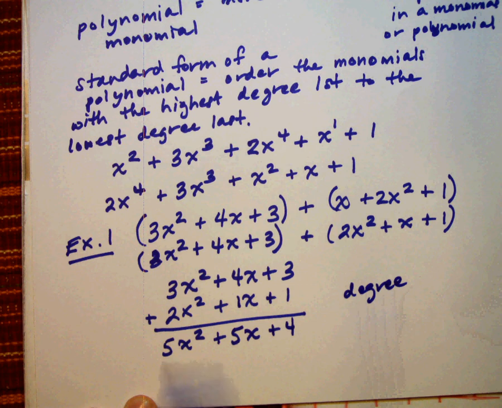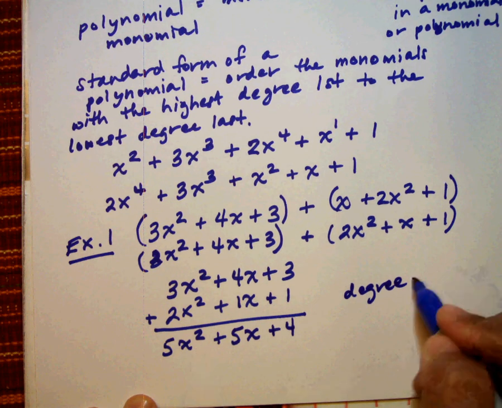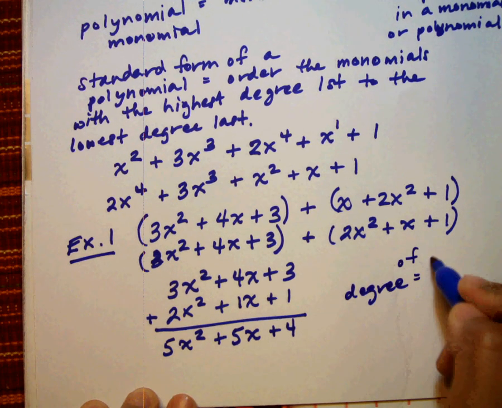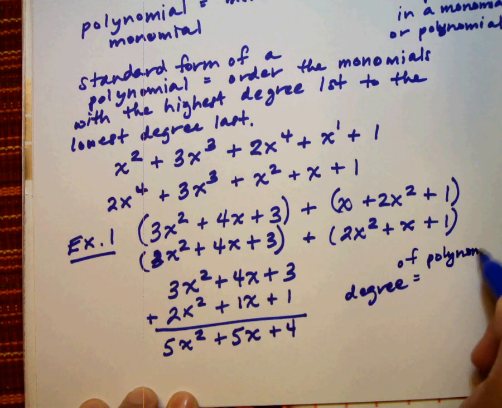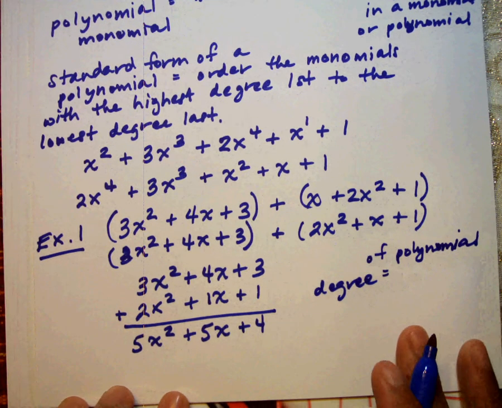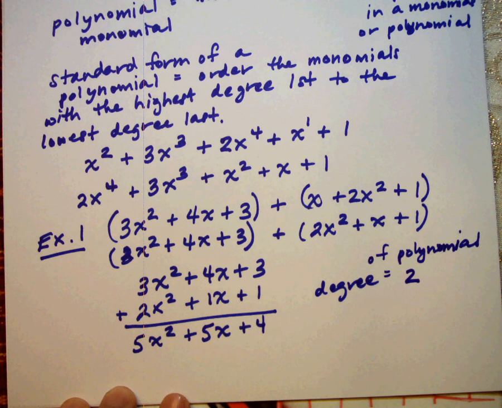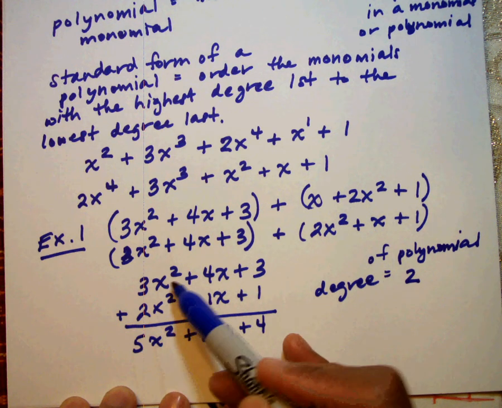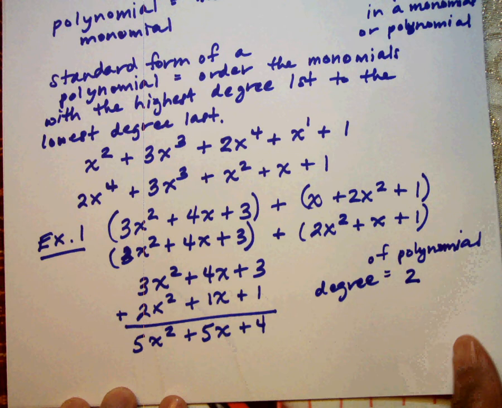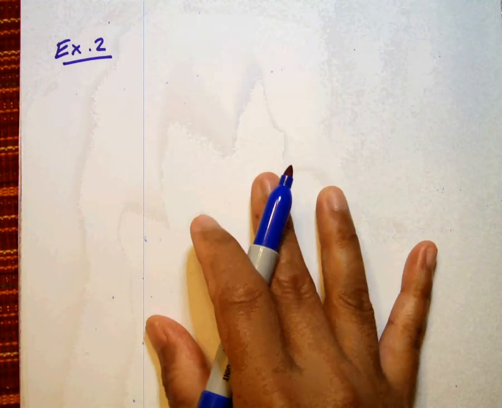Now, I said before, the degree of this polynomial will be the highest exponent of this polynomial. And in this case, the degree of this polynomial is 2. So all you have to do is put this in standard form, add them up, add the coefficients, but keep the variables the same. Okay, so let's look at another one.